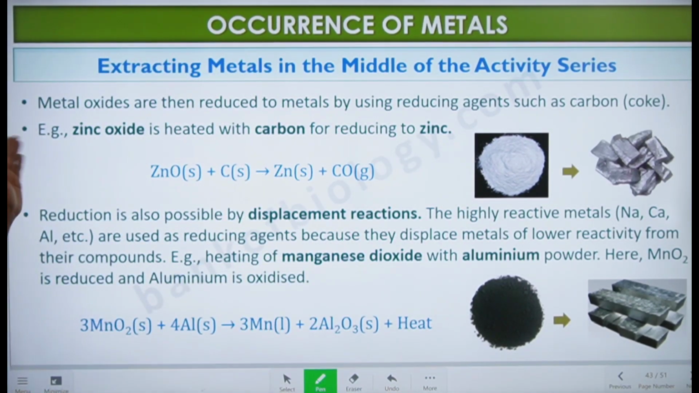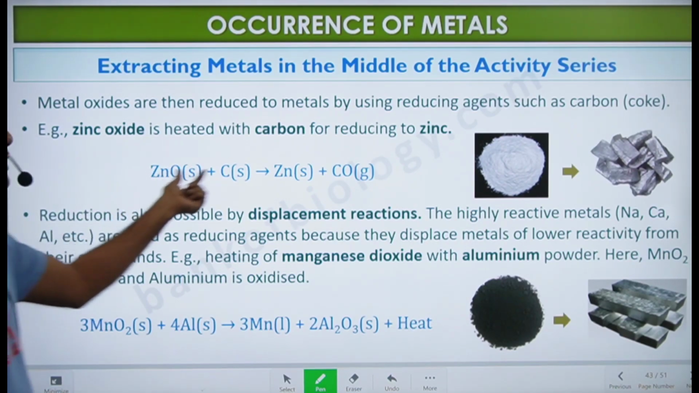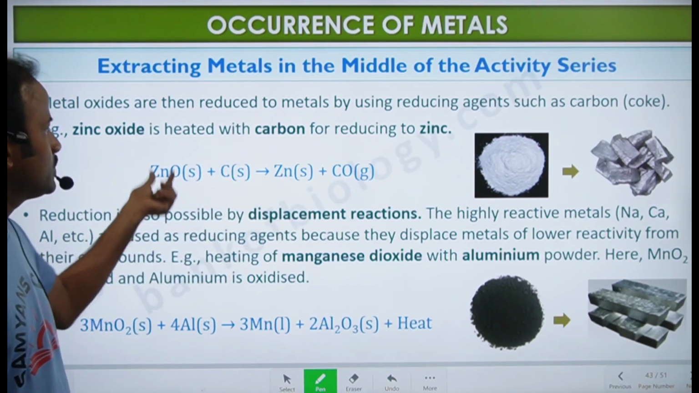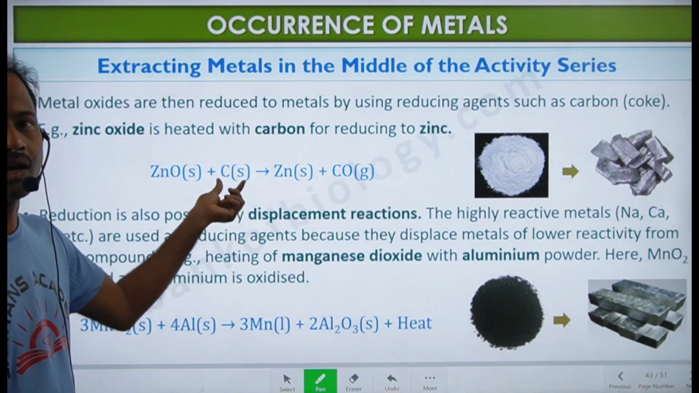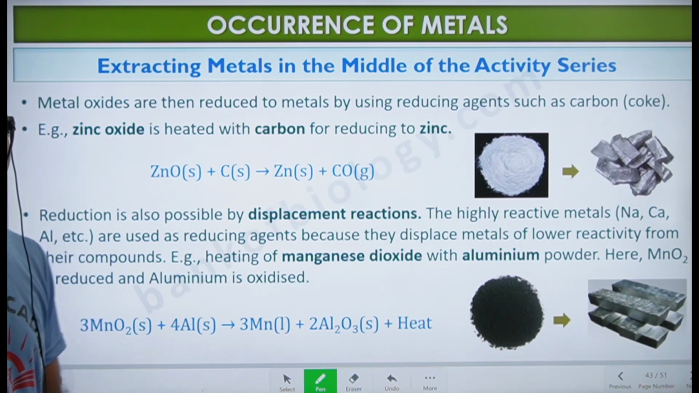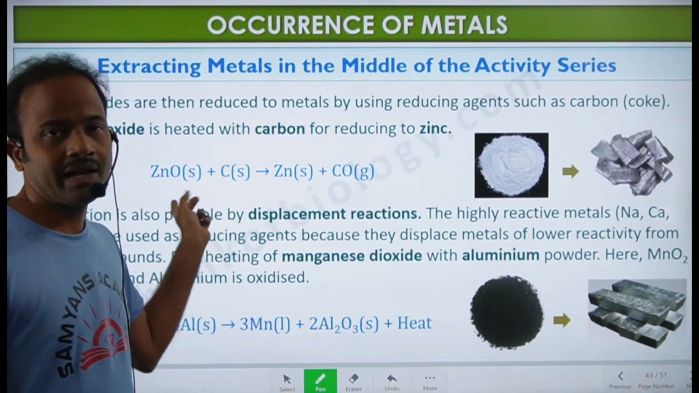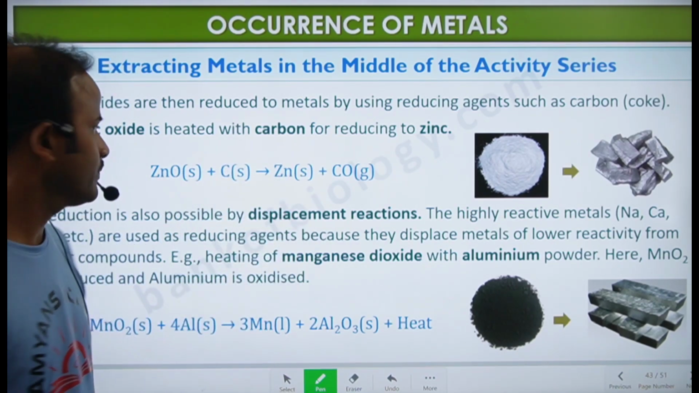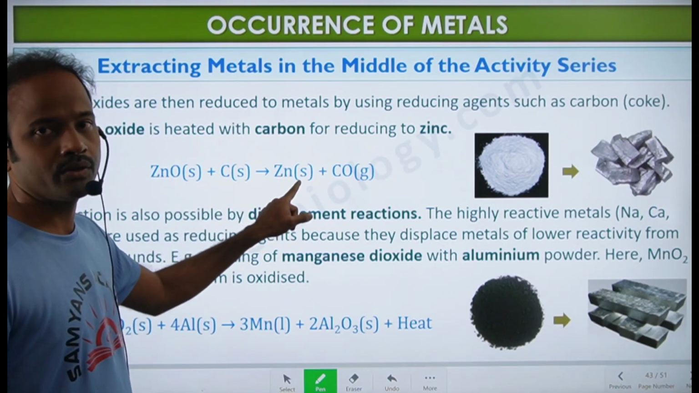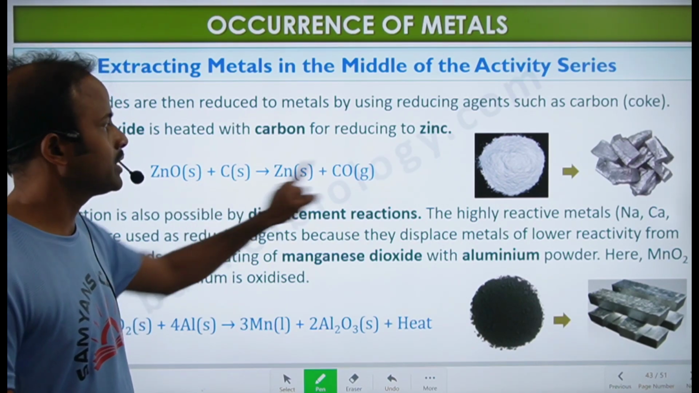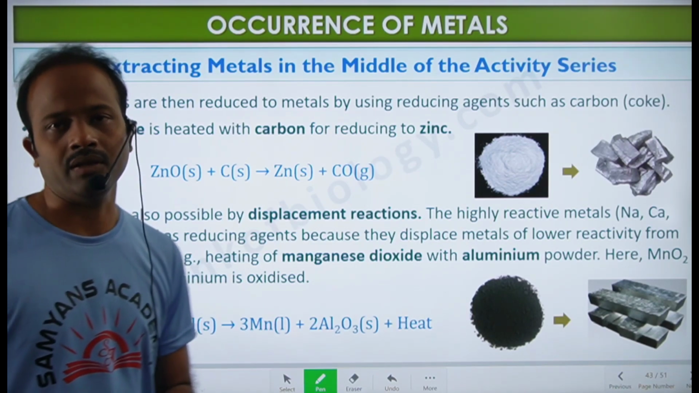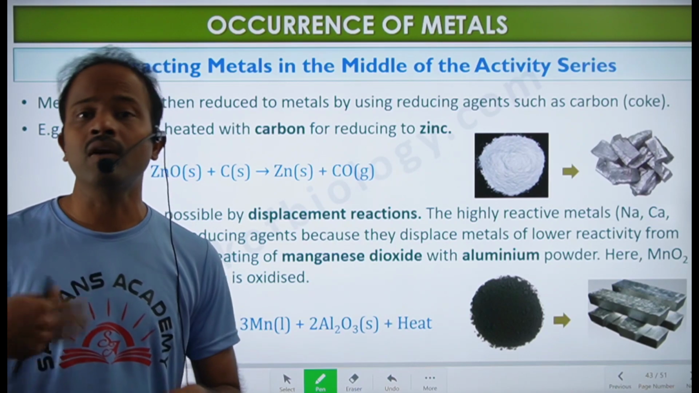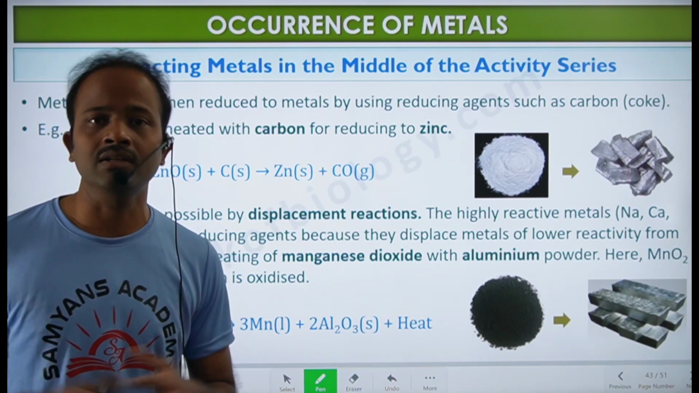Now the next step, you have to reduce this metal oxide. How do you remove the oxygen from the zinc oxide? By reacting it with carbon. Carbon is a reducing agent. Carbon takes oxygen from the zinc oxide, and the zinc oxide is converted into zinc, and the carbon is converted into carbon monoxide. This process we call reduction. Reduction means removal of oxygen from the metal oxide.